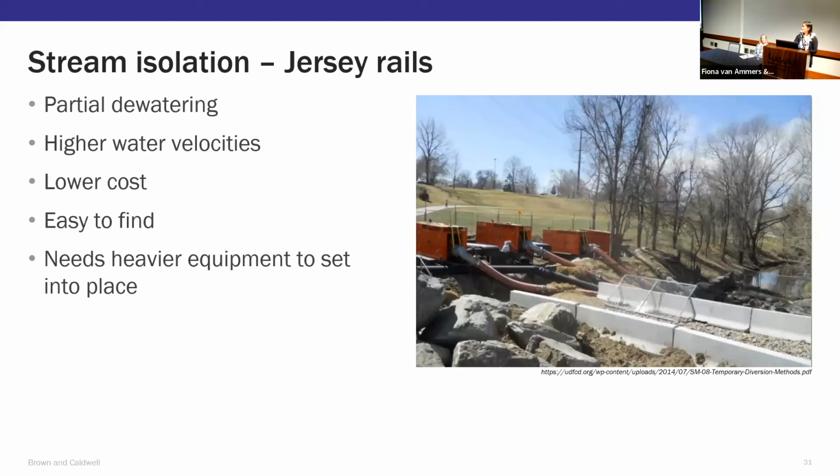Another common method is to use concrete, often in the form of jersey rails or K-rails. These are usually used in conjunction with gravel bags at the toe, and are often wrapped in plastic as well, because, similar to sandbags, they're generally only good for partial dewatering. However, jersey rails and K-rails are also good for creating a sediment deposition area or for stream bank stabilization, so they're multi-purpose.